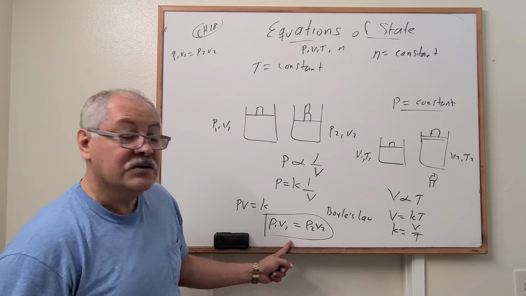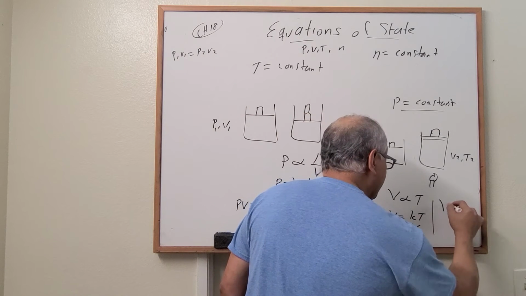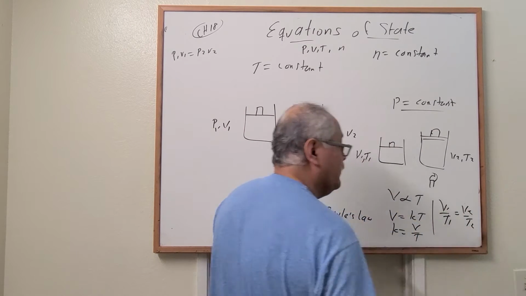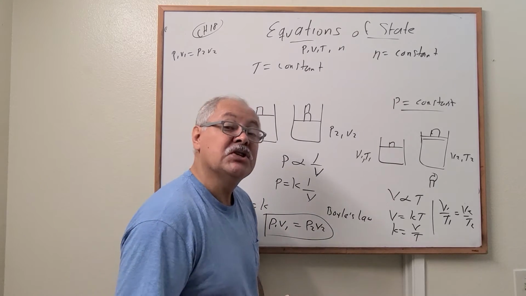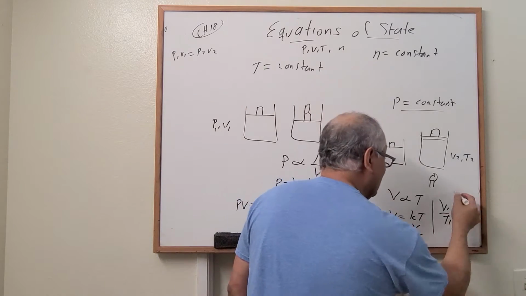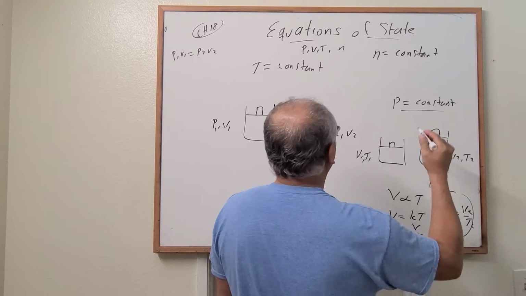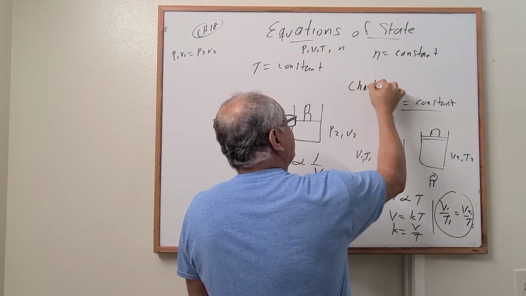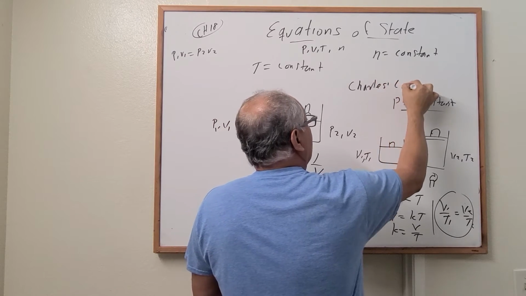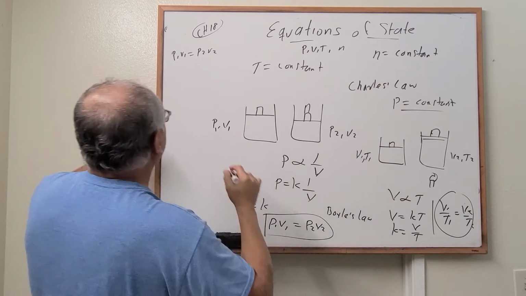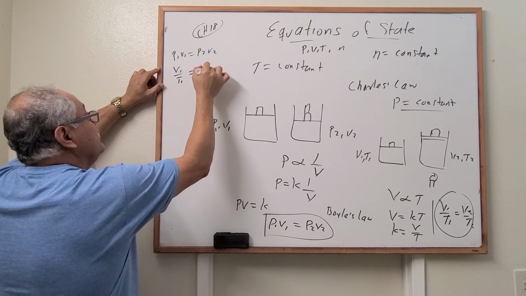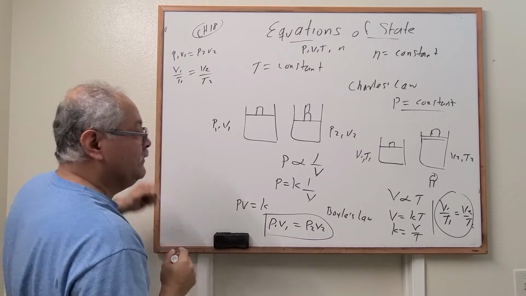As in Boyle's law, we have that V1 over T1 is equal to what? V2 over T2. This is a new law. This is called Charles's law. Correct? Charles's law. Okay, right here. Perfect. So we have V1 over T1 is equal to V2 over T2.